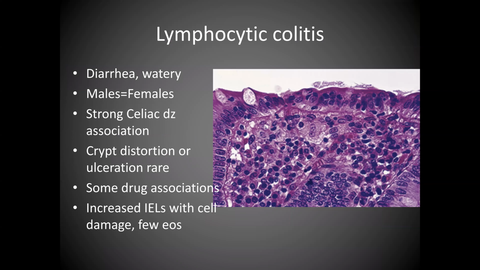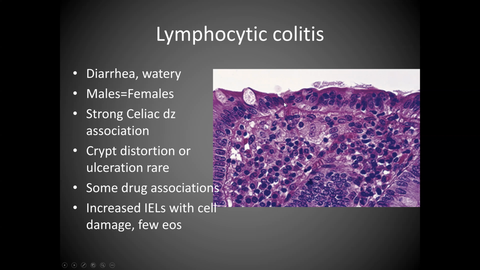Lymphocytic colitis also is associated with watery diarrhea, but has an equal sex predilection. This can be strongly associated with celiac disease, and we've done some videos on that, which I'd call your attention to. It's very likely you'll have normal architecture. While there is some drug association and occasionally other disease association, the key finding here is increased intraepithelial compartment lymphocytes. And what you're seeing here is here's a lymphocyte, here's a lymphocyte, here's a lymphocyte, and you're seeing more than one lymphocyte for five epithelial nuclei.